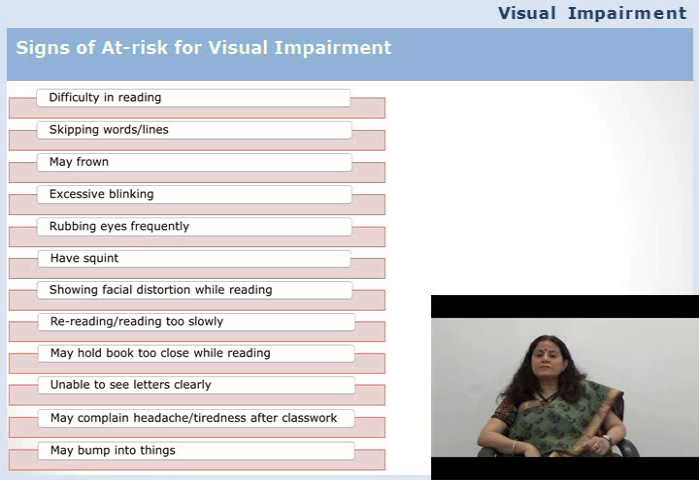There could also be some physical signs. For example, the two eyes don't look the same size; they are not symmetrical. The child may always be having eye infections, or there is a discharge coming from the eye, or the eyes are swollen. All these are also physical indicators that maybe there is some visual impairment in the child.